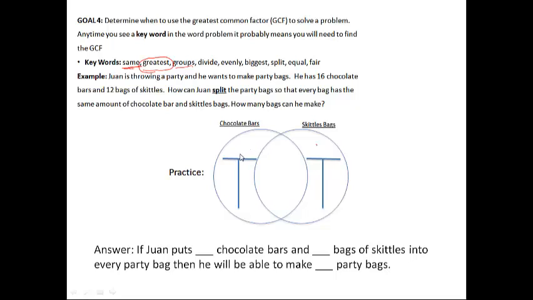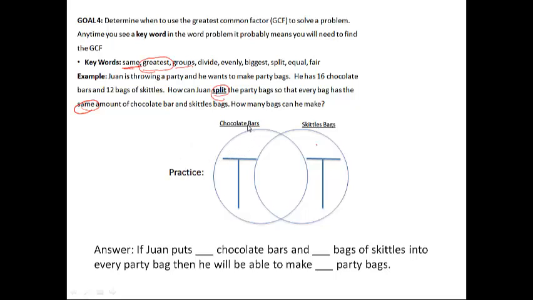He's throwing a party and he's going to make party bags for his guests that come so that he can thank them. Alright, you know you go to the party for the party bag. All right. 16 chocolate bars and 12 bags of Skittles. How can one split, keyword, the party bag so that every bag has the same amount of chocolate bar and Skittles? So how many bags can he make if this is it? And they have to be even.